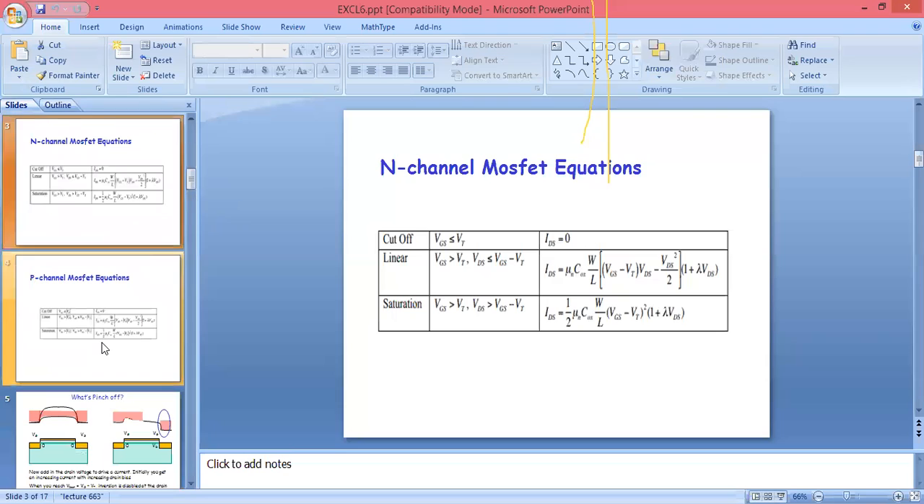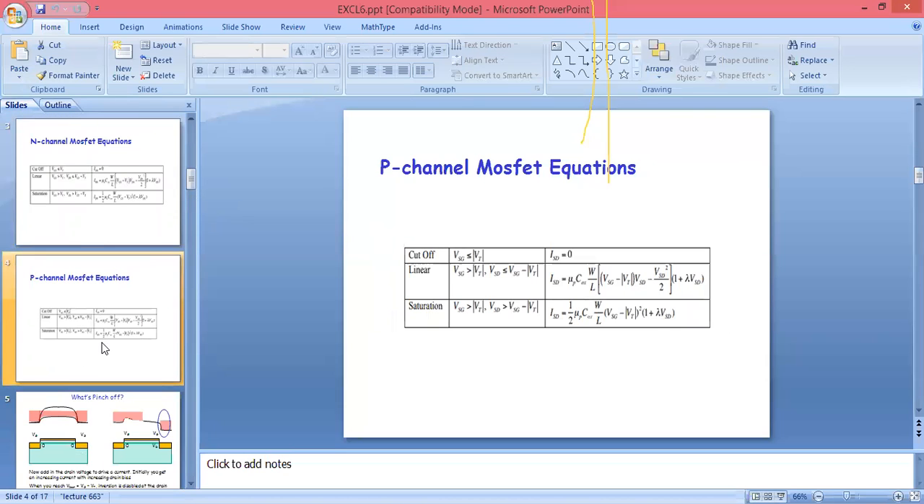Then we will see the P-channel MOSFET equation. If we are talking about the P-channel enhancement MOSFET, then instead of VGS, we have to give minus VGS, or we can call this VSG. So if we are not giving any VSG, then the ID current will be 0. And if you give a small value of VSG that is greater than the threshold voltage, then you will get this value of ID current.